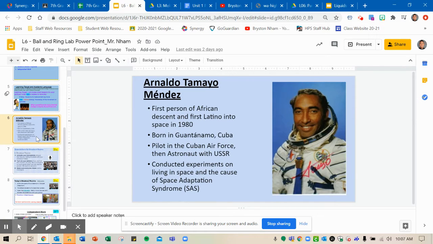Okay. Your scientist for today is Arnaldo Tamayo Mendez. He was the first person of African descent and the first Latino in space, in 1980. Born in Guantanamo, Cuba, he was a pilot for the Cuban Air Force and then an astronaut for the USSR, and conducted experiments on living in space and the cause of space adaptation syndrome.